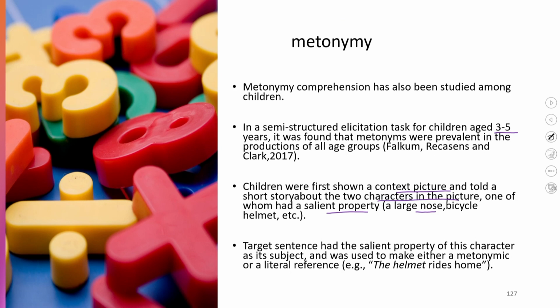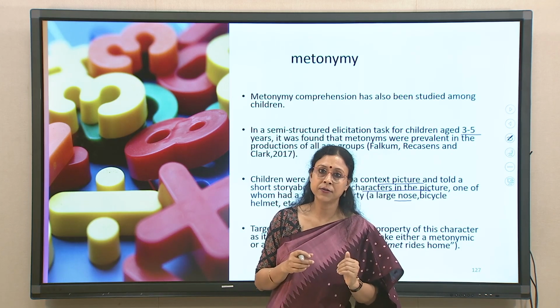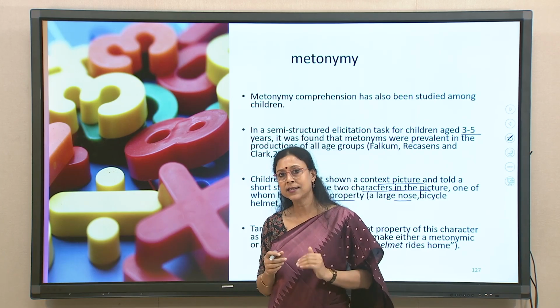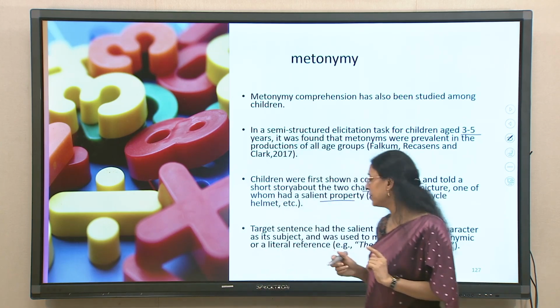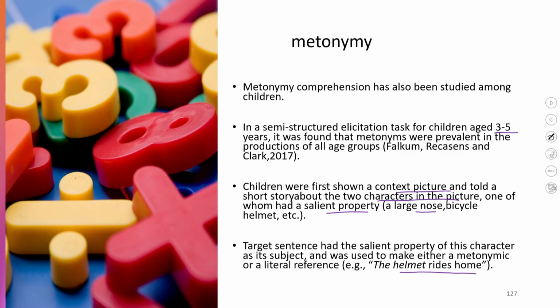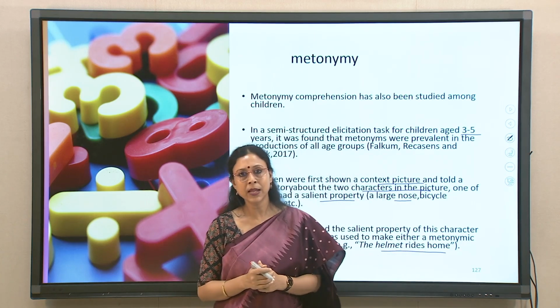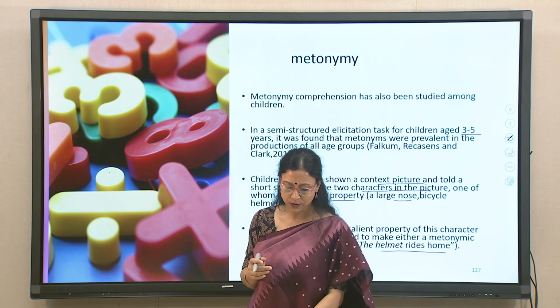For example, as I just said, the ham sandwich. So, they can use a helmet as the main character. Because one of the characters had a bicycle helmet, which was a prominent feature, in the target sentence they use that particular feature and create a sentence like the helmet rides home. They do not mean the helmet went on its own, they mean the person wearing the helmet went home.